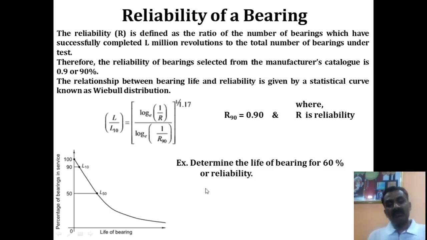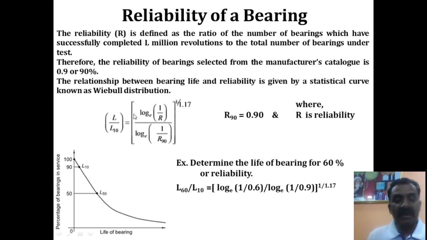So we will take one simple example to calculate the life of the bearing for a particular reliability. Determine the life of the bearing for 60% reliability. Substituting the values in this equation, L60 upon L10 equals log to the base e 1 upon 0.6, R is 0.6 for 60% reliability, whole divided by log to the base e 1 upon 0.9, raised to 1 upon 1.17, and from that we get L60 equal to 3.85 L90.